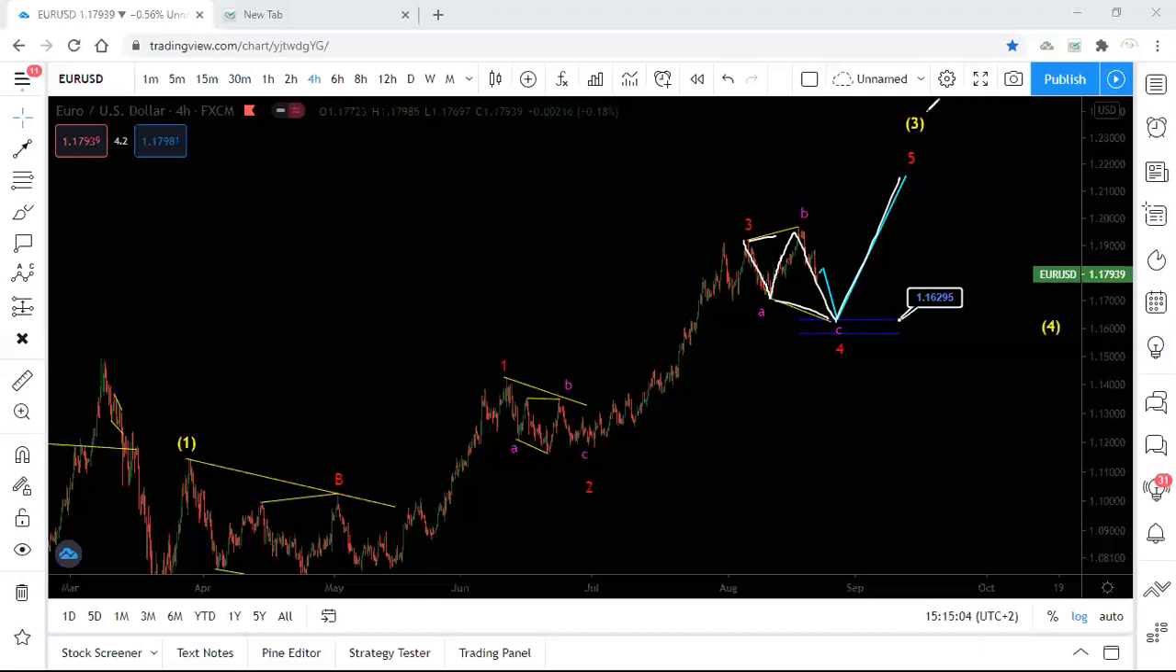After this wave 5 is complete, we are definitely going to get a wave 4 correction before we go bigger again with wave 5. Therefore, we are still trading wave 3 yellow. Okay, so look out for these.